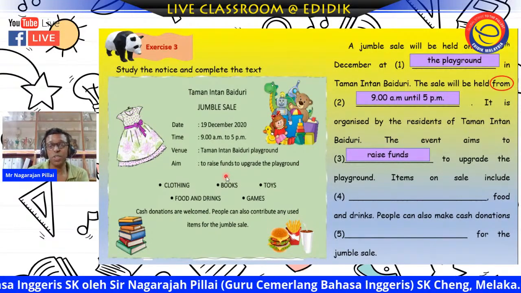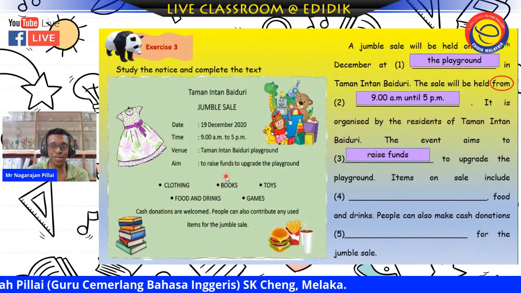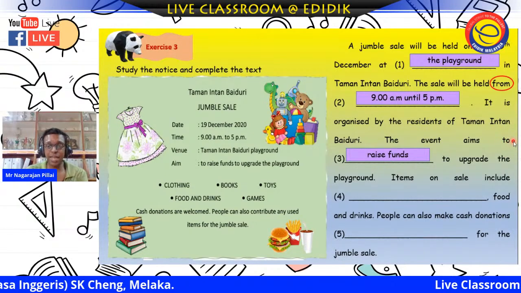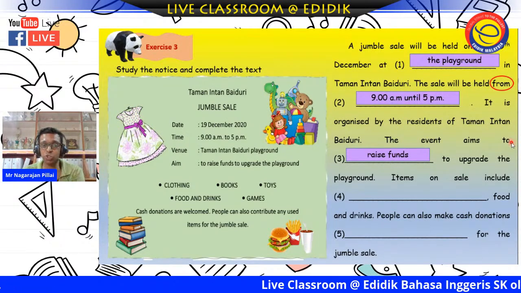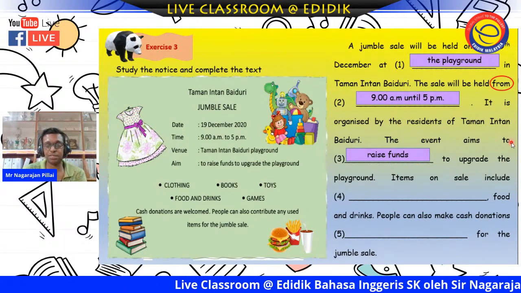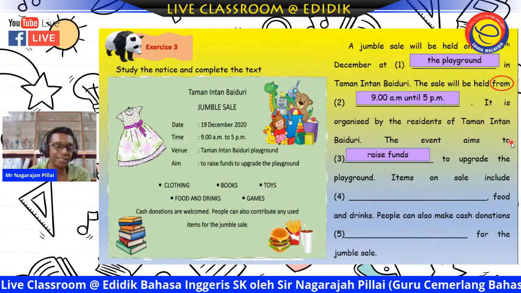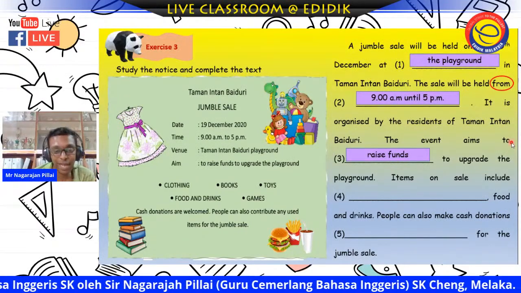So do you copy the word "to"? No, please don't, because it's already here in the sentence. The event aims to. Okay, so you don't say "the event aims to raise funds." Sorry, baby, you will be deducted. Okay, 1 mark because of wrong usage of language.